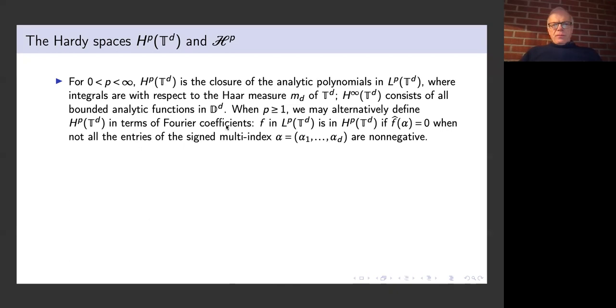Of course you can also alternatively define them in terms of the Fourier coefficients. So f is in H^p if the Fourier coefficient associated with the signed multi-index alpha_1 to alpha_d is zero whenever we are outside of what we often call the narrow cone, which means that we are outside of the part of the d-dimensional space where at least one entry is negative. So all the entries are non-negative.